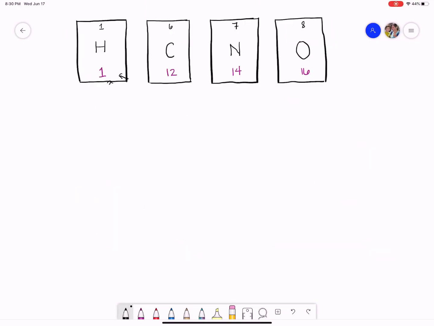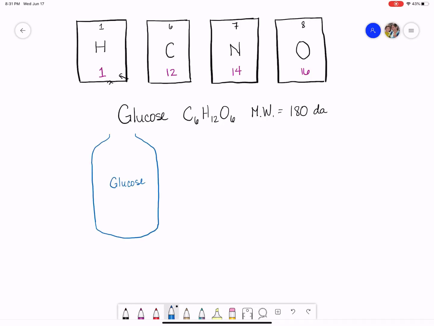Okay, why did we learn about molecular weight? Well, I'm going to tell you that the molecular weight of glucose, which is the most common sugar on the planet, it is C6H12O6, is 180 Daltons. You can verify this if you like, or you can just believe me. It is 180 Daltons, and that's glucose.